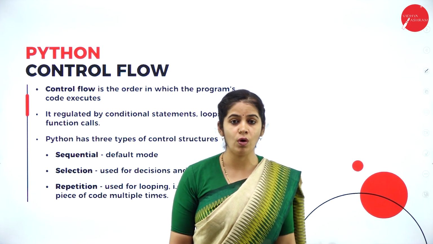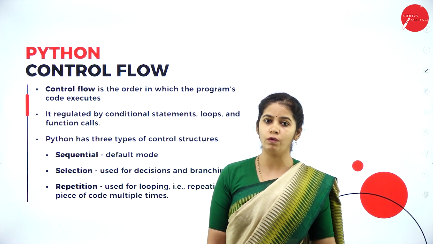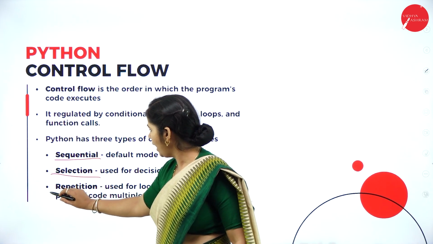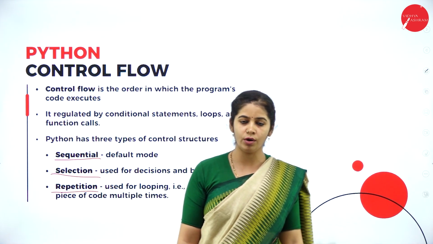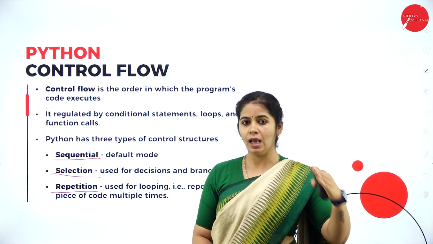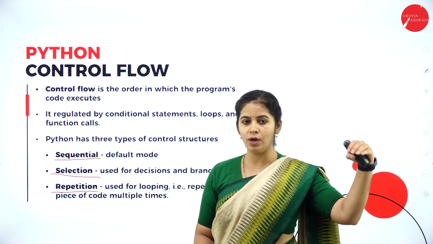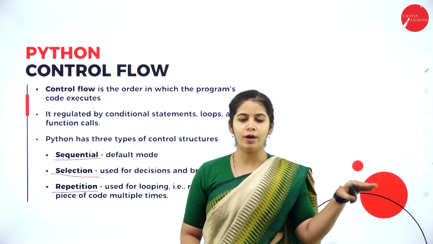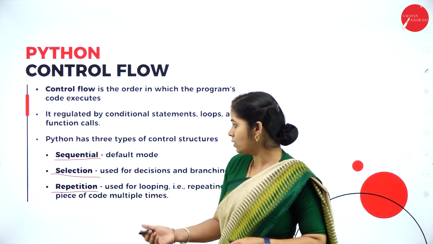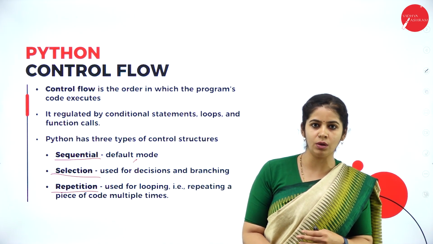Okay, next, Python control flow. What is control flow? How the program execution should happen, that is nothing but the control flow. We have three different types of control flow: sequential, selection and repetition. What is sequential control flow? In the sequential control flow, instructions are executed one after the other, in the sequence in which we write them. The first line is executed, then the second line, then the third line, and so on. That is called sequential. That is the default mode in which the compiler or the interpreter works.